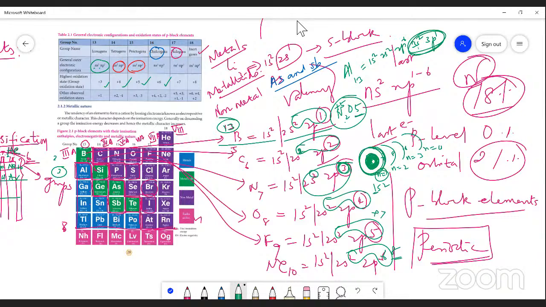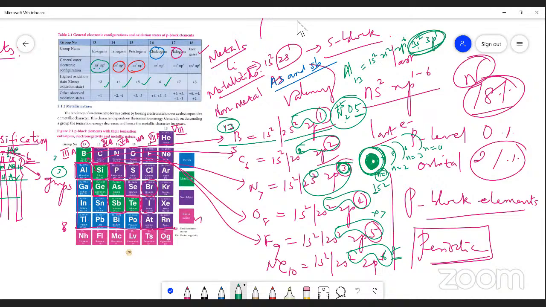Neon is also used. Argon, krypton, and xenon are all important in medical science. So all these elements are very important for our living. Without all these p-block elements, there is no life existing, there is no survival of life. This is a concept we should understand.